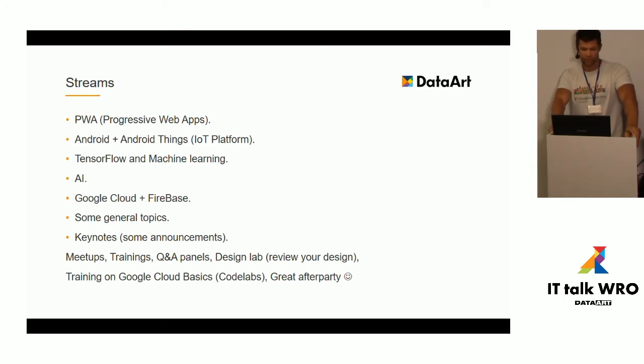Another stream was TensorFlow and machine learning. There were also a few presentations on artificial intelligence research made by Google, and a huge stream on Google Cloud Platform and Firebase. Some general topics were covered, and there were a few keynotes. At the beginning of every day we had keynotes with presentations and announcements. For example, there was an announcement on new Google Assistant features. The keynotes were more like a performance, not a usual presentation, and it was really entertaining to watch.